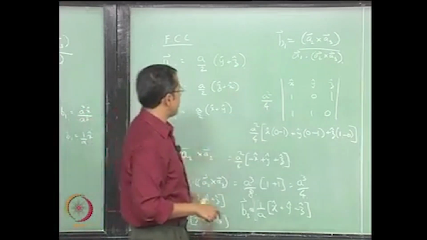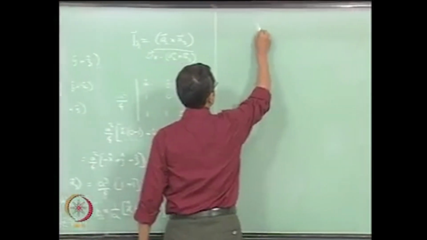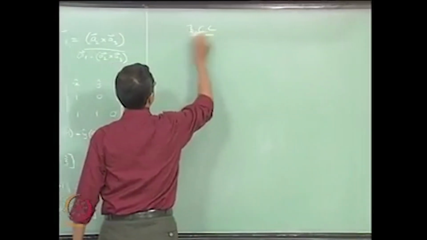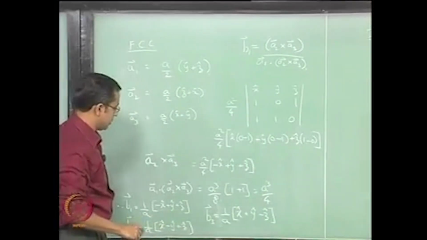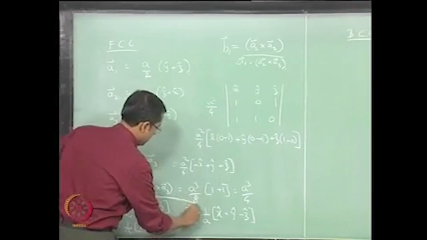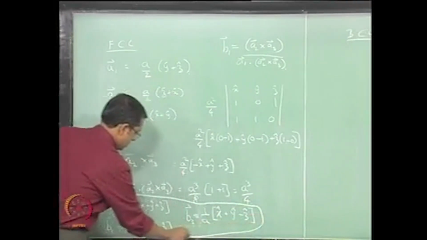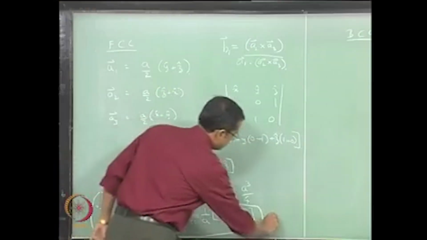The last thing we will do is for the BCC structure itself. Here we started with an FCC structure and we have arrived at a BCC structure. So our result here is BCC.